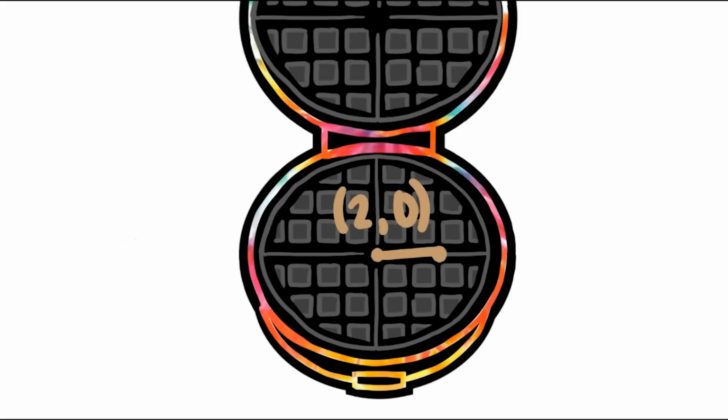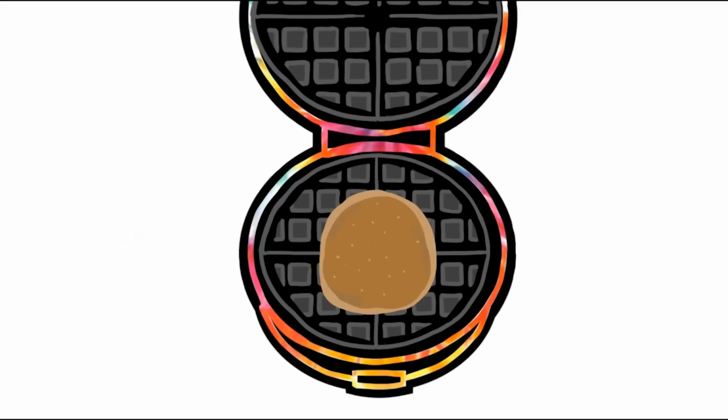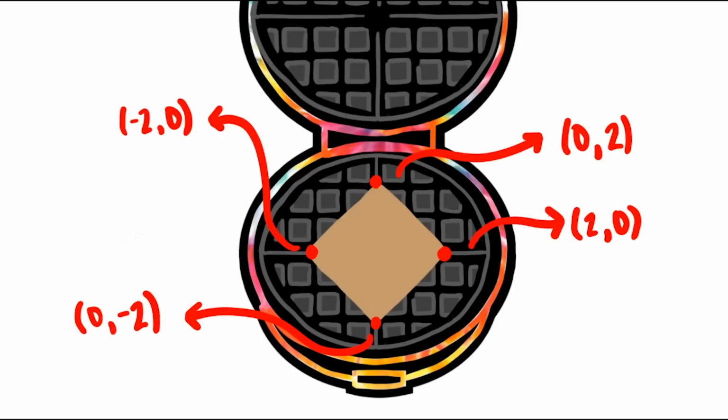So for the batter to get to here, it has to travel the same number of grid segments to get to here, or these other spots. A circular shape doesn't make sense in this context, but this square shape, rotated 45 degrees from the squares on the grid, does make sense to be the circle to the waffle batter.